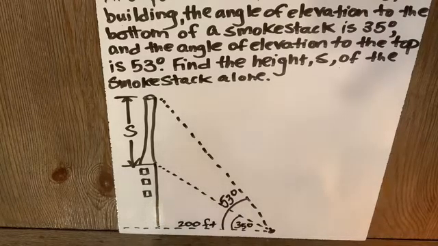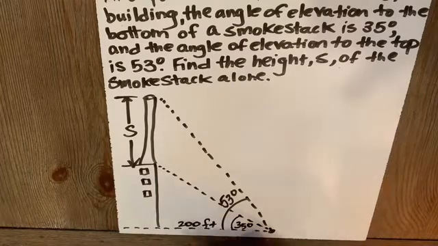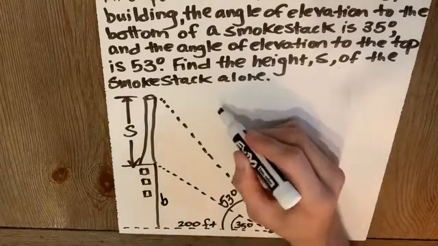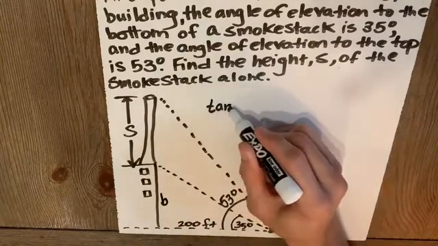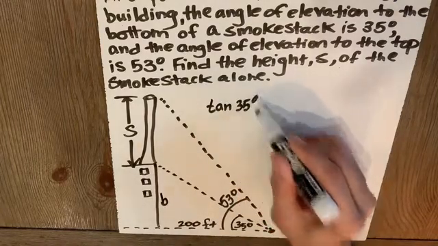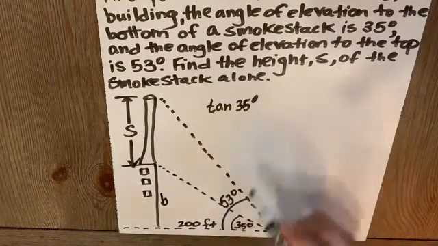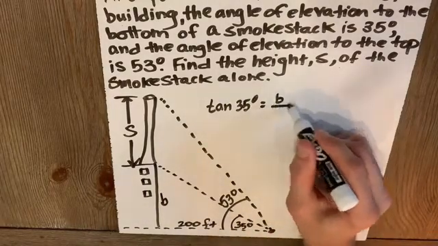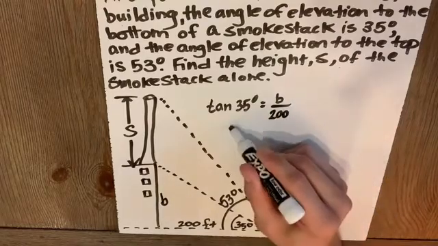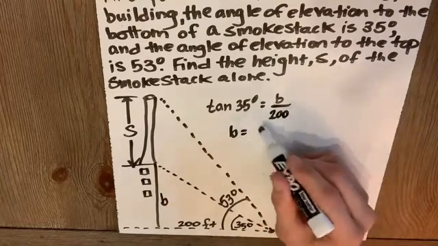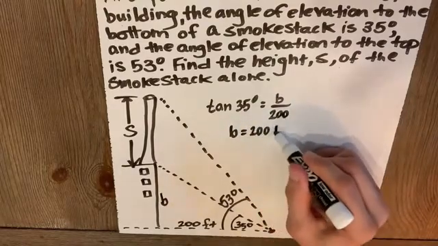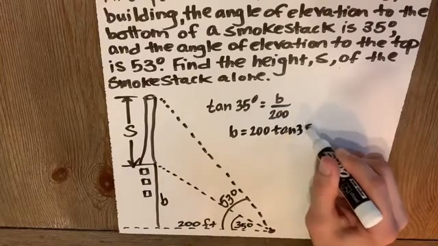All right. Well, I don't know. I'll call this B for building. I don't know how tall the building is, but I do know that tangent of 35 degrees, which is this small angle here, is equal to B over 200 feet. That means B is equal to, if I multiply both sides by the denominator, 200 tangent of 35 degrees.